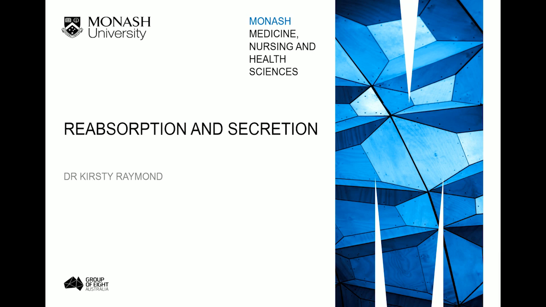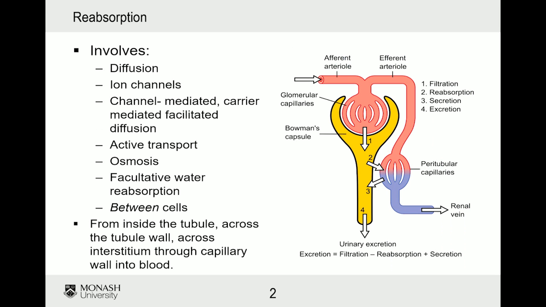Now that we've looked at filtration, let's look at the other two processes that occur through the nephron, reabsorption and secretion. Let's talk about reabsorption first. If you can remember first semester, you'll remember diffusion, ion channels, channel-mediated and carrier-mediated facilitated diffusion, active transport and osmosis. All these processes are used in reabsorption. We've also got a couple of new processes: facultative water reabsorption and travelling between cells.